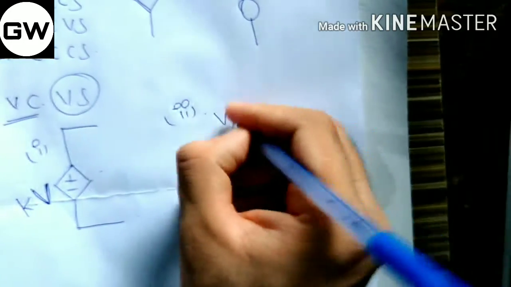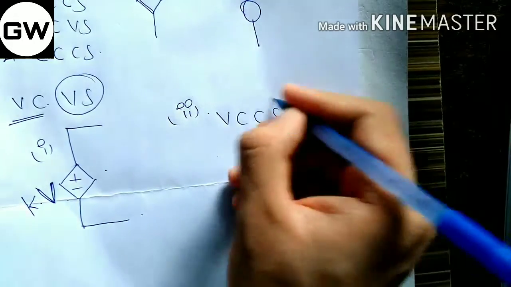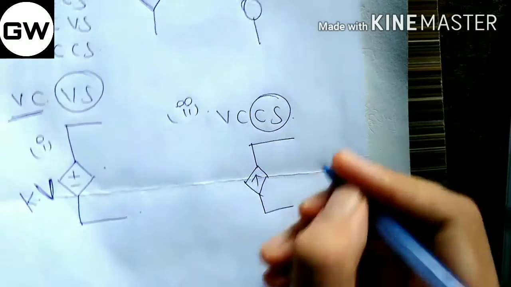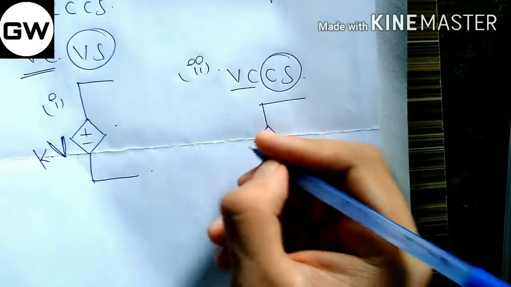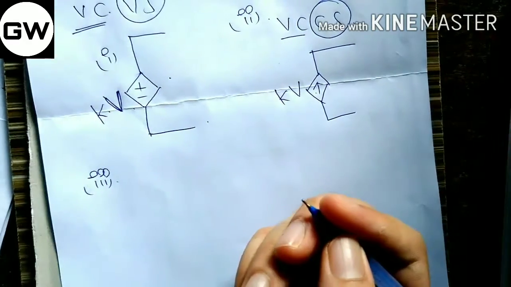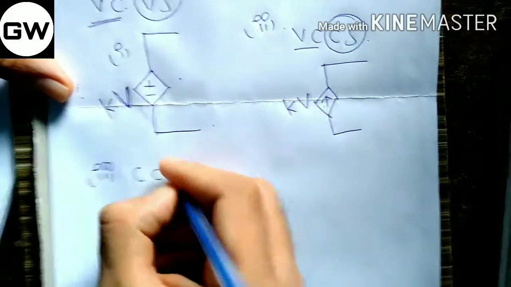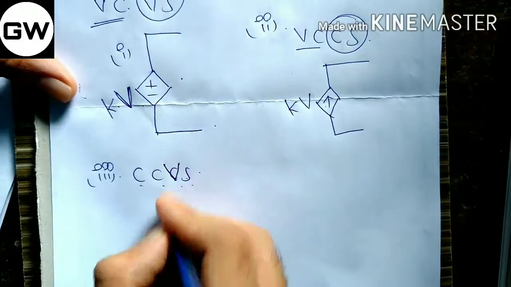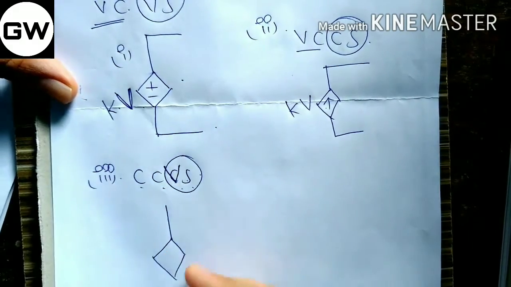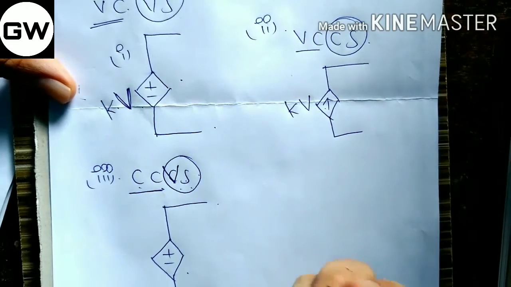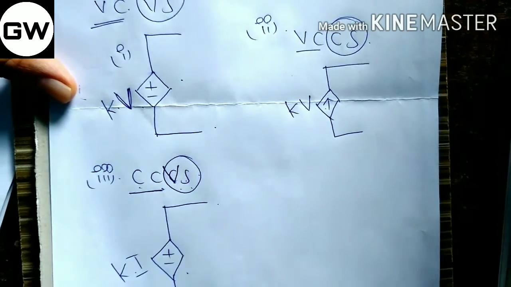The second category is voltage controlled current source. We need to consider an arrow mark, voltage controlled, so kV. And the third one is the current controlled voltage source. It is a dependent voltage source, so a diamond shape and plus minus, and it is current controlled, so some constant times some value of the current.